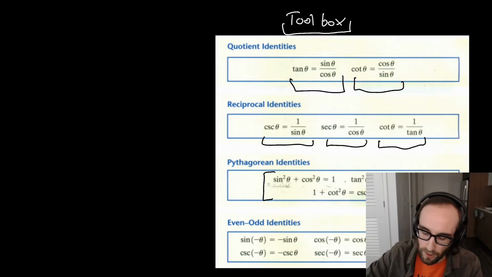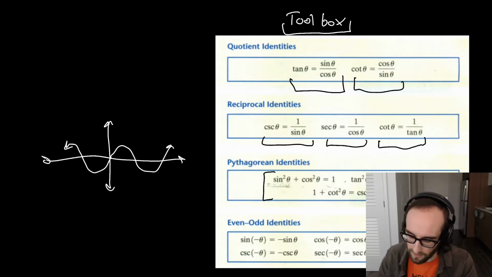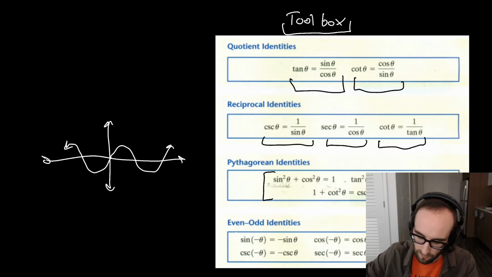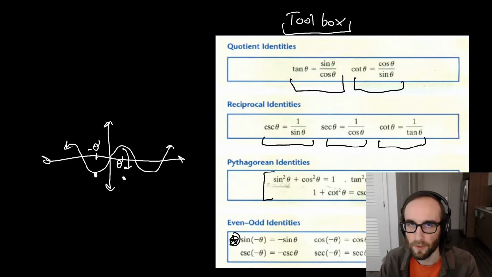You could also take a look at the actual graphs of these. So for example, graph of sine, we know it looks like this. And it's an odd function. So what that means is that sine of negative theta equals negative sine of theta. If we take sine of negative theta, it's going to be the opposite of sine of theta. So using those even odd properties.